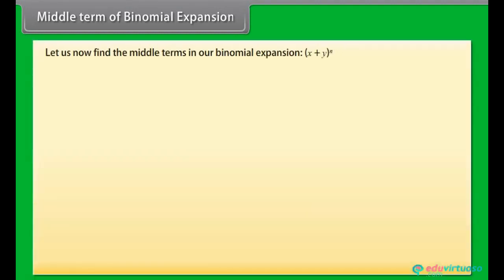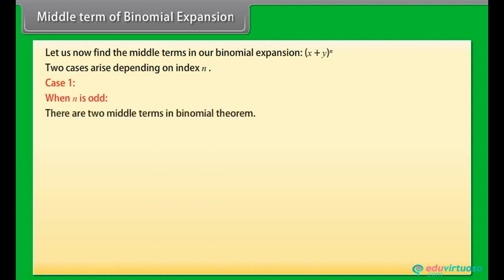Middle term of binomial expansion. Let us now find the middle terms in the binomial expansion of x plus y raised to power n. Two cases arise depending on index n. Case 1: when n is odd. There are two middle terms in the binomial theorem: the n plus 1 by 2th term and the n plus 1 by 2 plus 1th term.